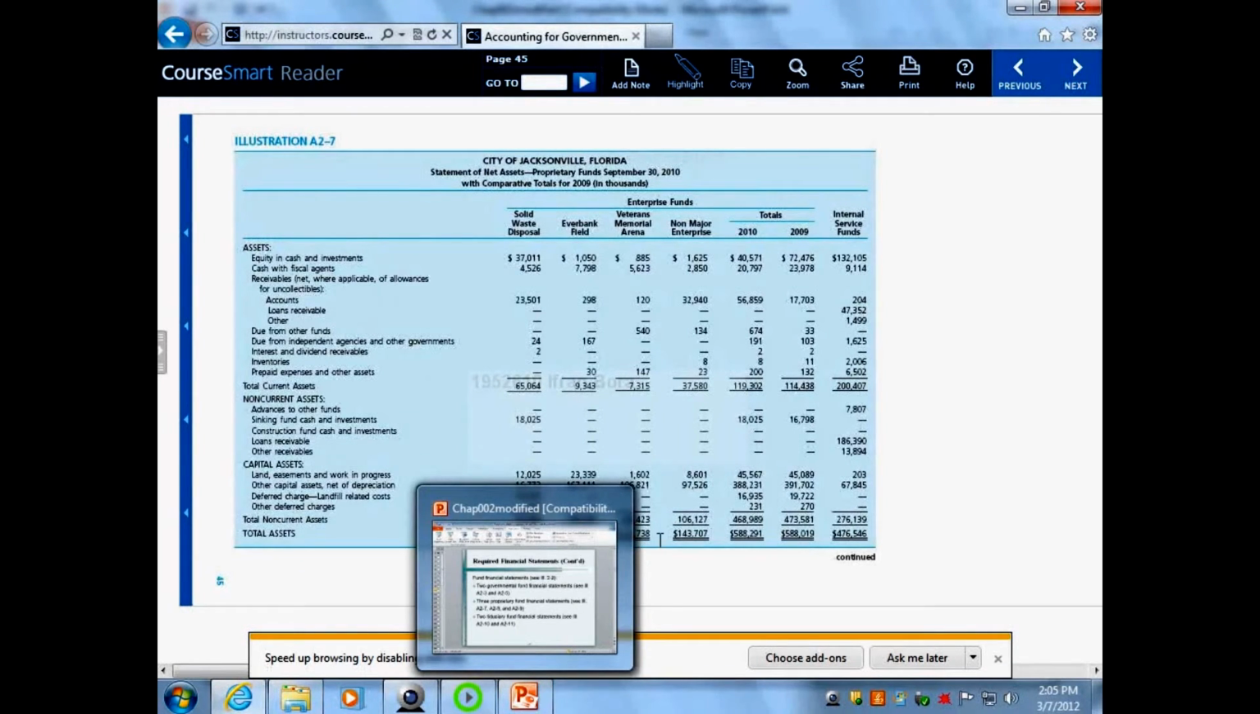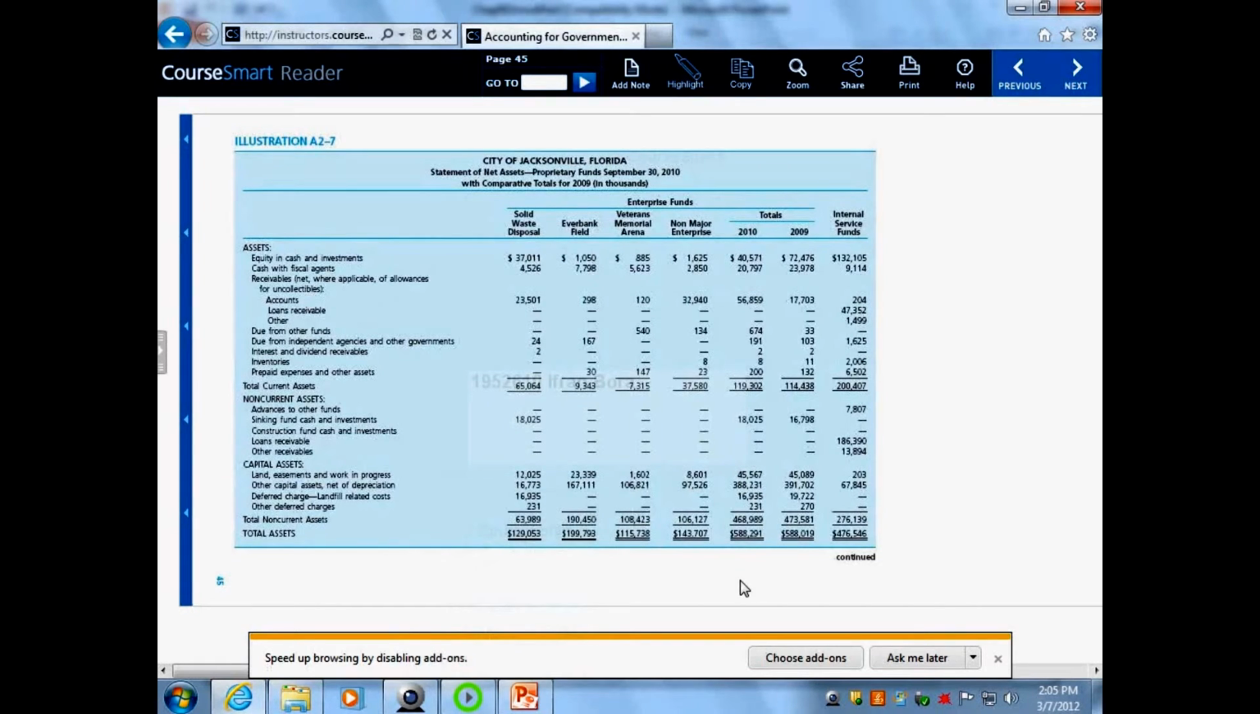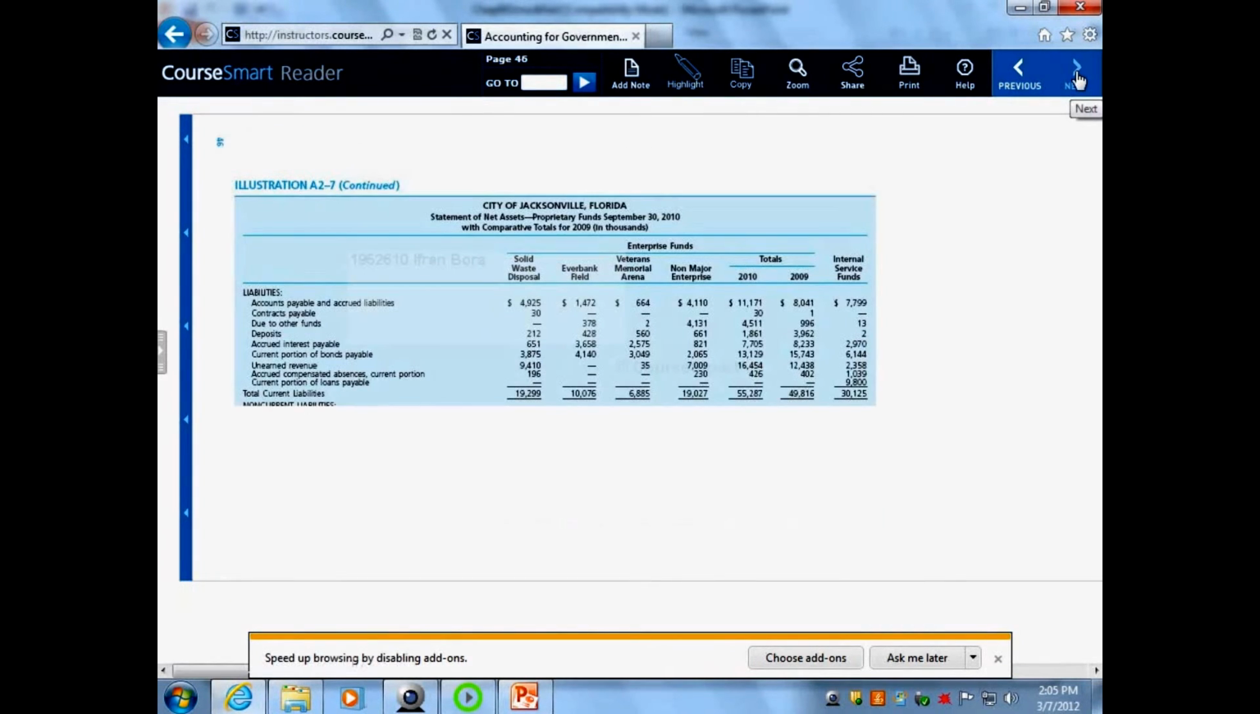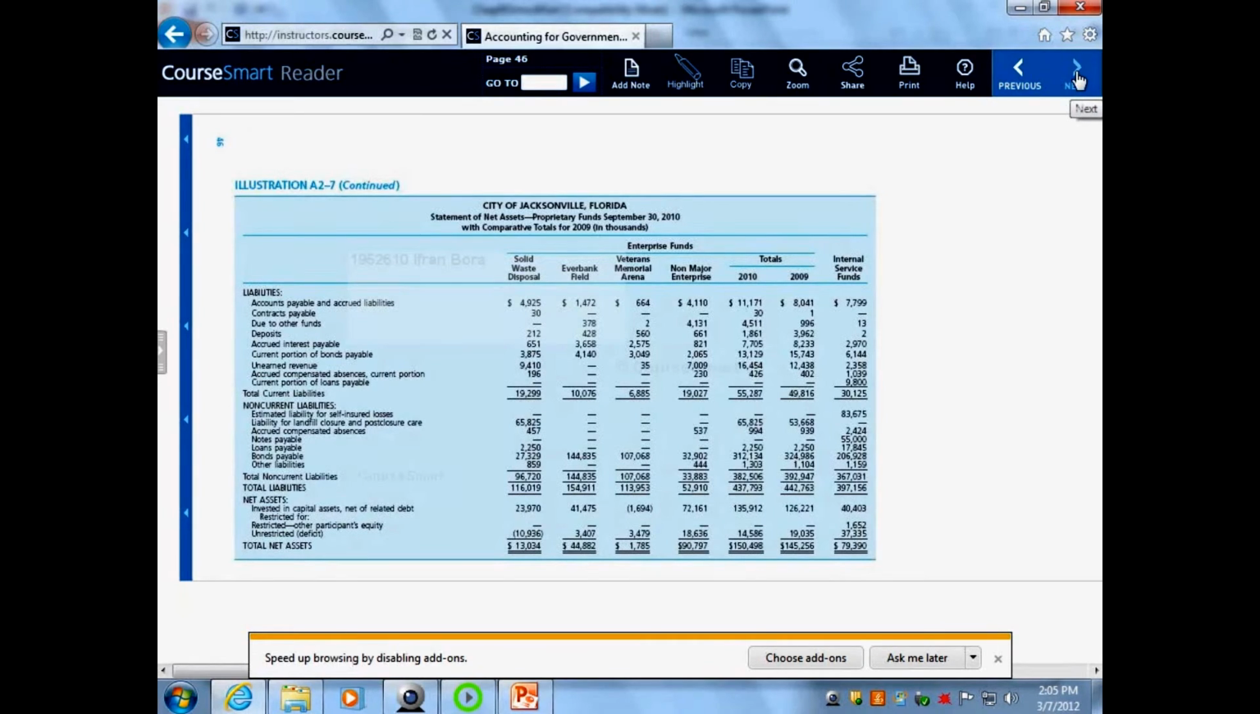Anything unusual about the balance sheet? I'm sorry, I didn't go to the next page yet. Hold on. Yeah, that's what I'm getting to. I didn't show you the next page. Okay? Here. These are the net assets.